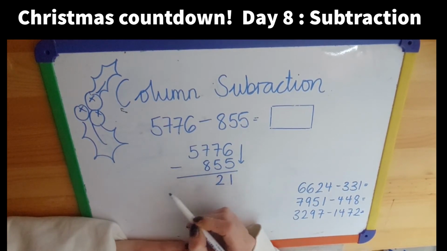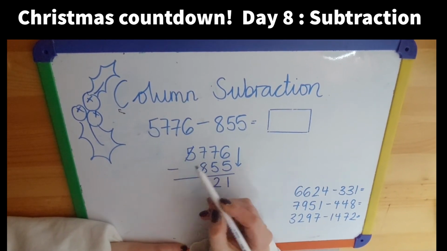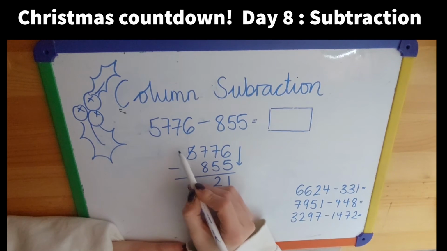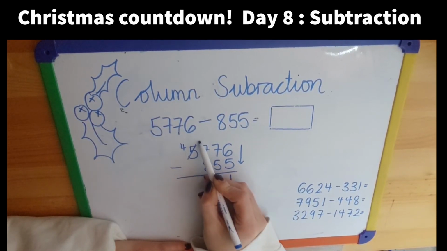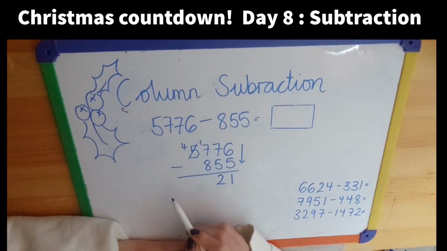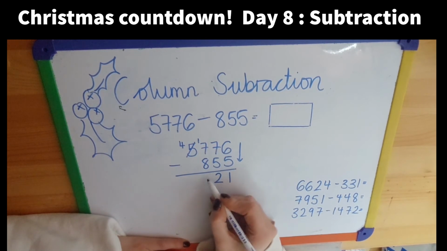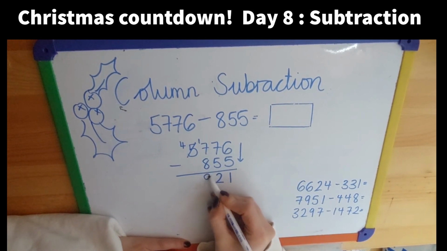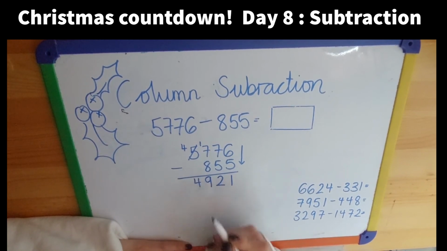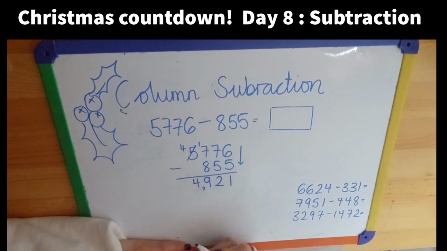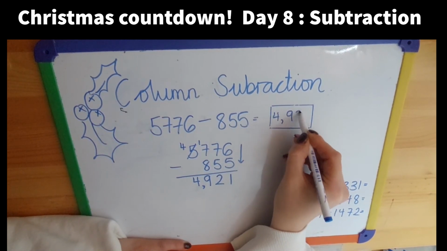I'm going to need to come here to my 5, which is thousands, and I'm going to borrow 1,000 from this column. So this is going to become 4,000. And then I'm going to add one of those thousands onto here, which is going to make that 17. And then I would need to do 17 subtract 8, which would give me 9. And then my 4 subtract nothing gives me 4. And again, I need to put my comma in to show that's 4,000. And then I put my answer in my box.